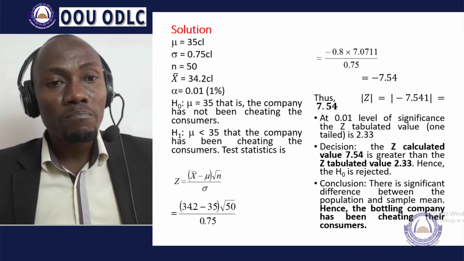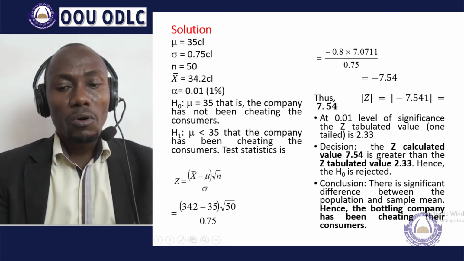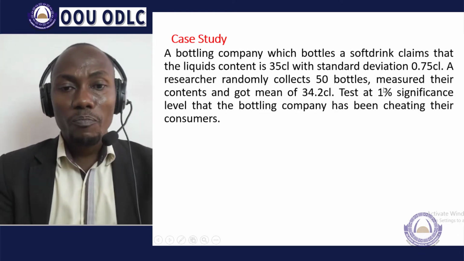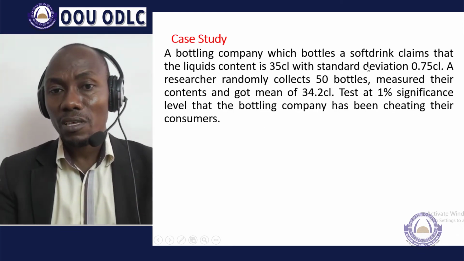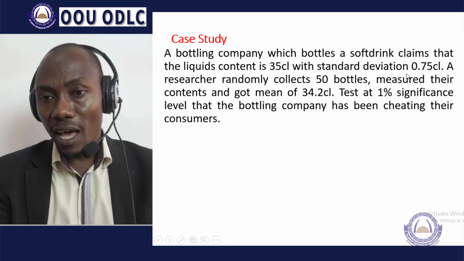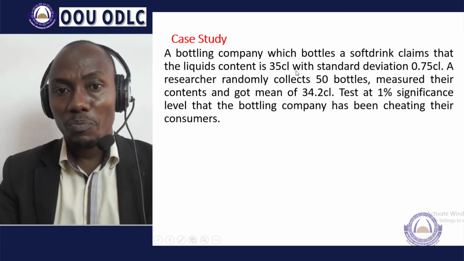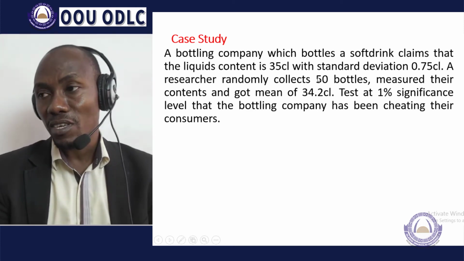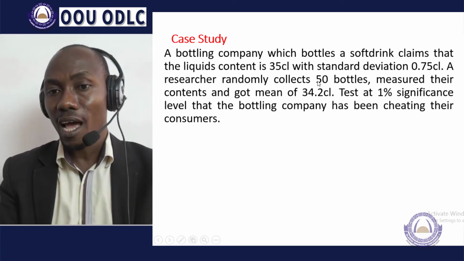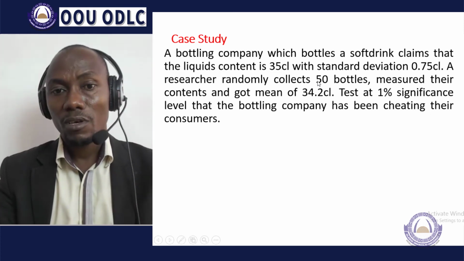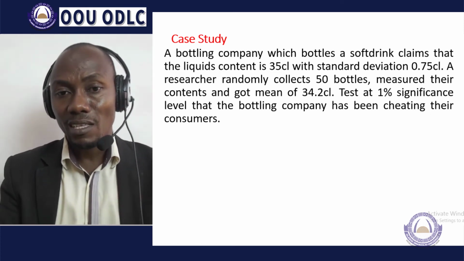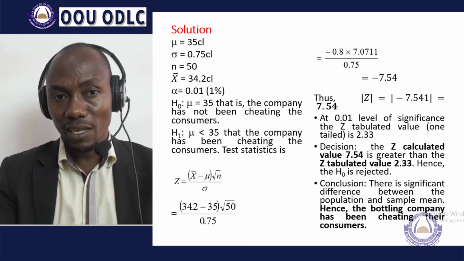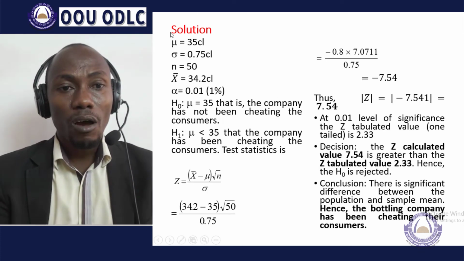Yes, so from the question, we see that the population standard deviation is given as 0.75 cl. The population mean is given as 35 cl. The sample size is 50, which is greater than 30, so it is large enough. The sample mean is 34.2 cl, while the significance level is 1%. So I want to obtain all this.